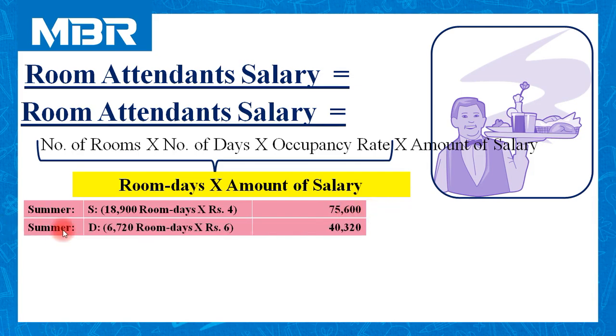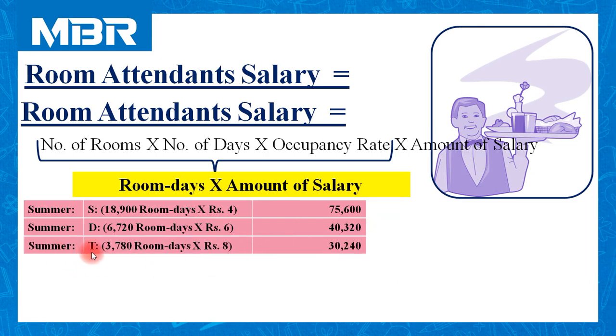75,600. In summer, for a double room, 6,720 room days multiplied by the rate of rupees 6 given in the question: 40,320. In summer, for 3-room suites, 3,780 room days multiplied by rupees 8: 30,240. So in this way, we have completed our calculation for the period of summer for single room, double room and 3-room suites.